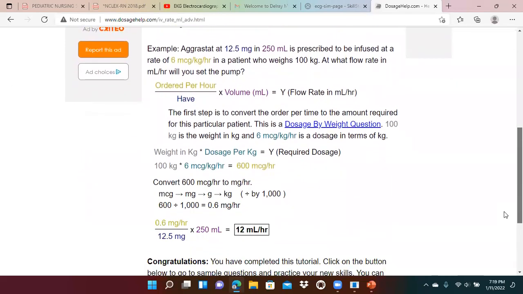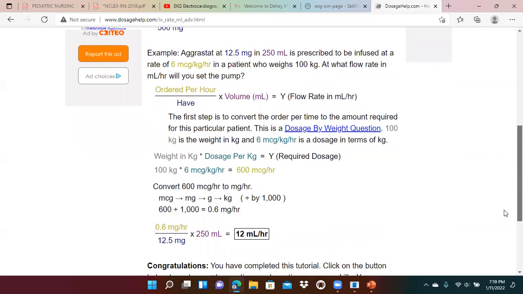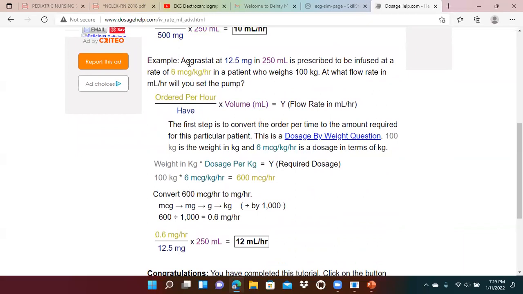So here, and medication 12.5 milligram in 250 ml prescribed to be infused at a rate of 6 microgram per kg per hour. It is a little bit complicated. In a patient whose body weight is 100 kilogram, at what flow rate in ml per hour will you set the pump? So flow rate in ml per hour, what is the flow rate in ml per hour?